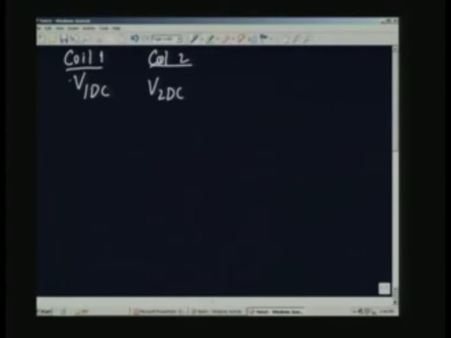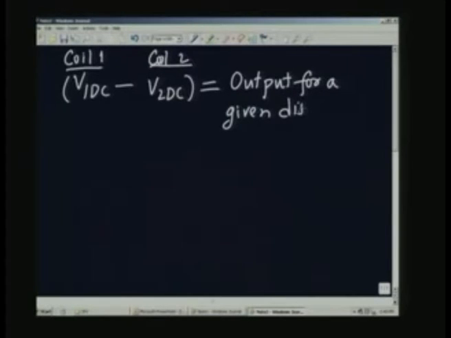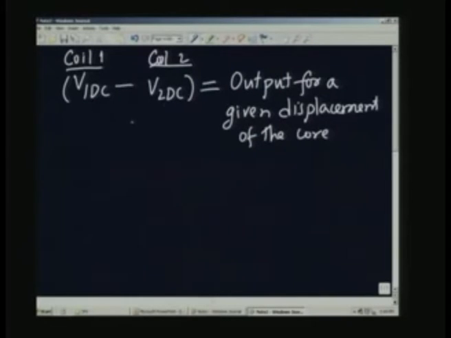So if I take the difference V1 DC minus V2 DC, this will be your output for a given displacement of the core. So, if the displacement is more towards coil number 1, that is away from the null position, it goes more close to coil number 1, this will be greater, this will be positive, and if I have a displacement in the opposite direction, I will get a negative.